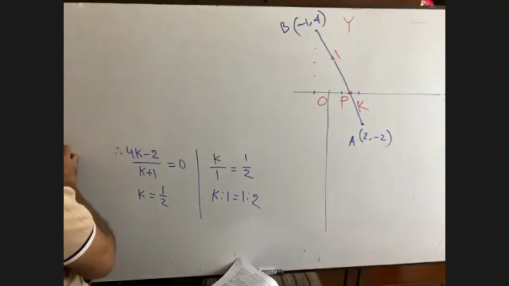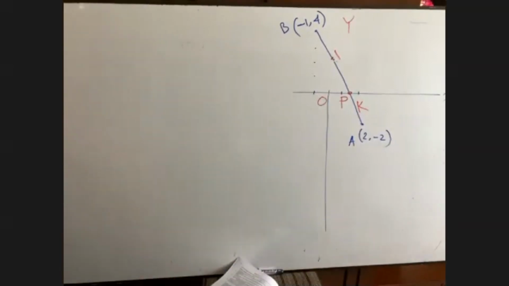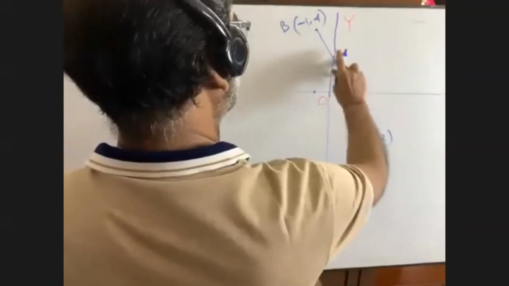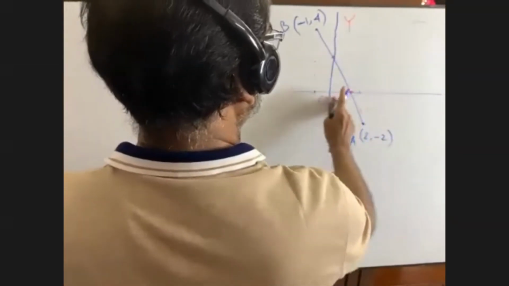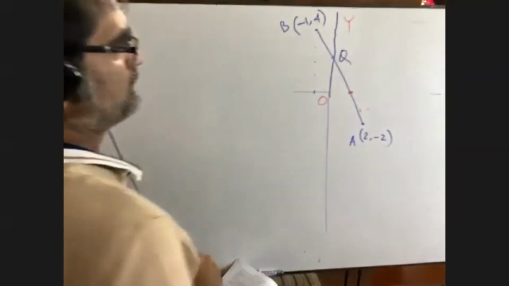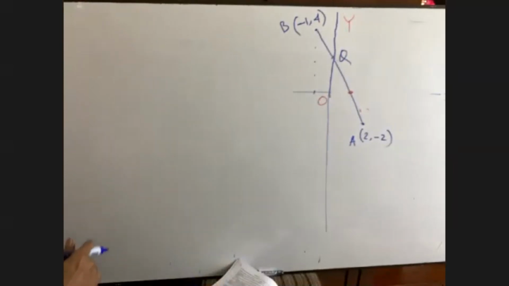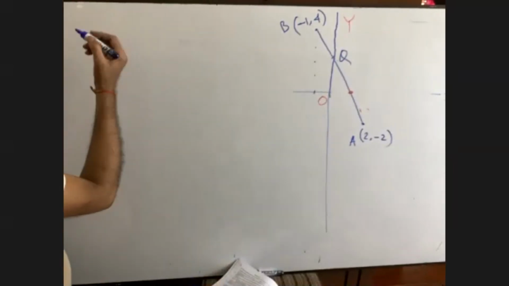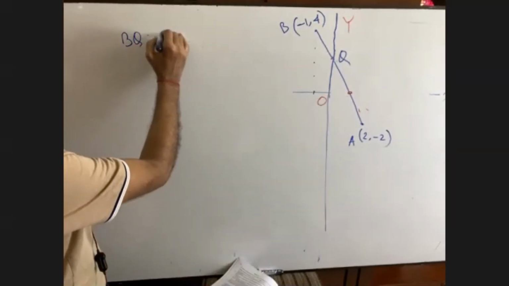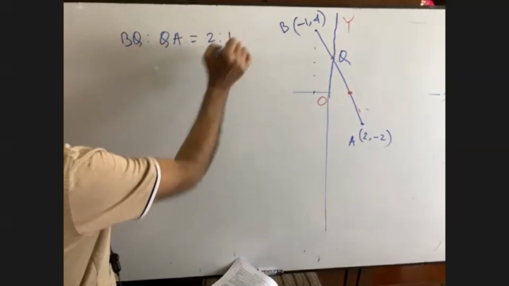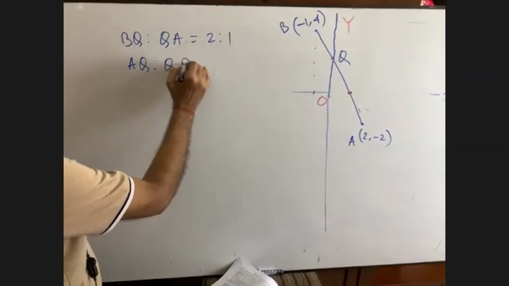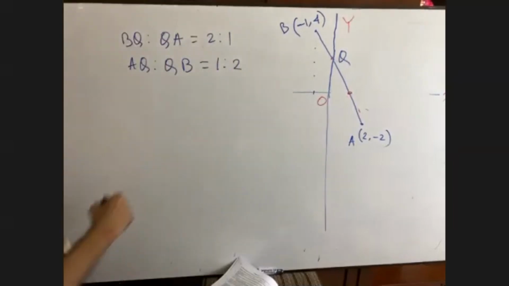Now, have you got it? Now go for Y. Forget all this, it is Q. Forget everything. Now what is to be proved? We have to prove that BQ is to QA equals 2 is to 1, or AQ is to QB. Any of these two proofs can be done.